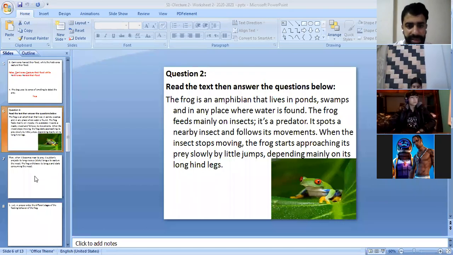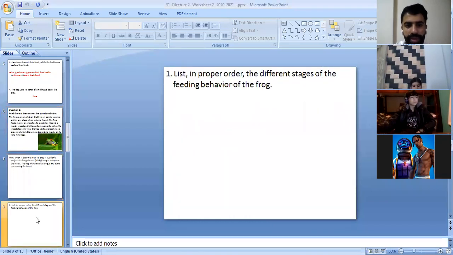So first, you have to know the meaning of list in the proper order the different stages of the feeding behavior. Listing, for example, if I want to go to the supermarket, I want to list some objects or some stuff I want to bring down. Listing, I have to write them as steps, as points, 1, 2, 3, 4, or A, B, C, D. Listing doesn't mean that you have to write them as a paragraph. So you have to write them as steps.